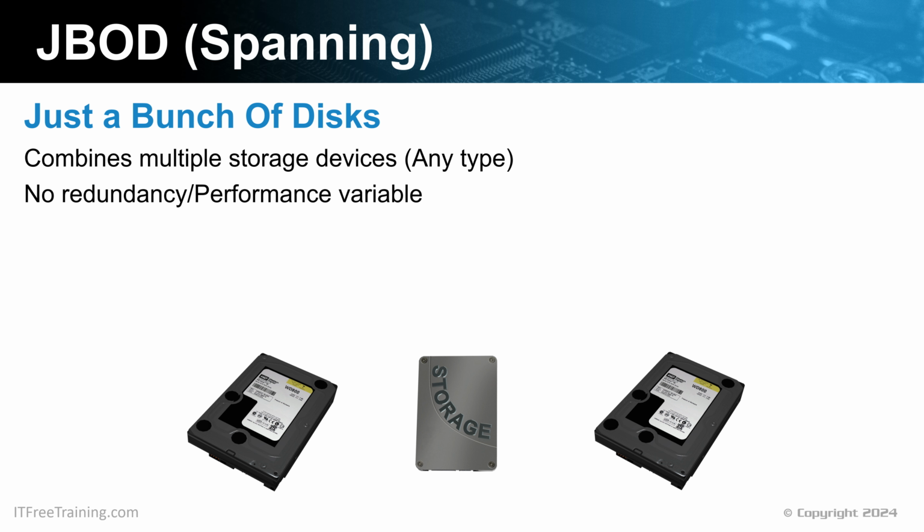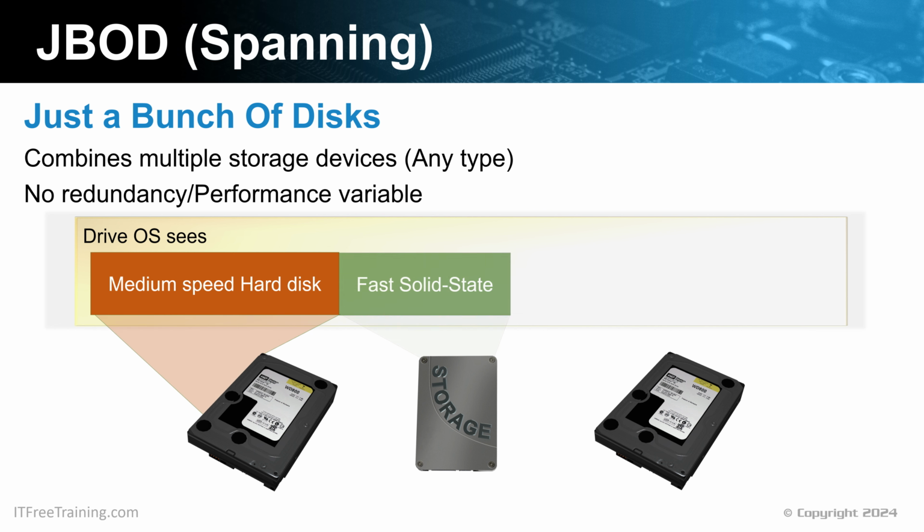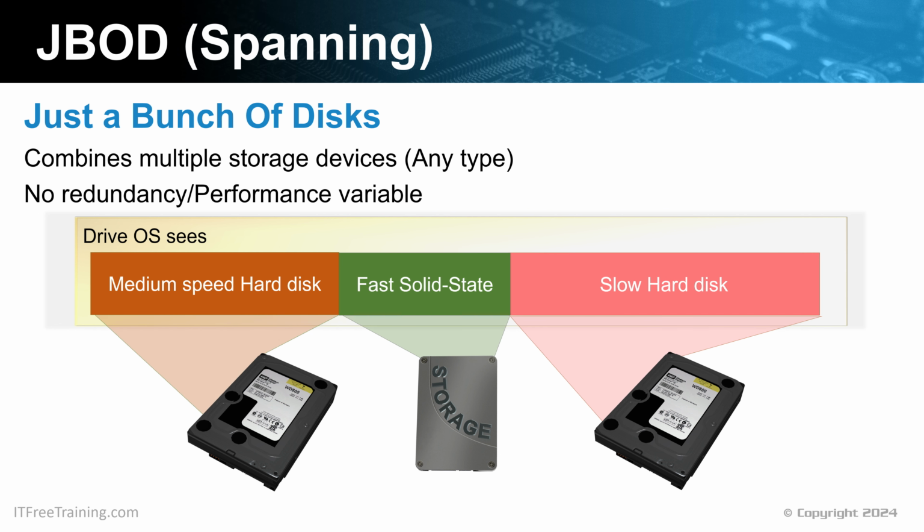Keep in mind, since it has no redundancy, you should not be putting data on it that you can't afford to lose. JBOD essentially combines all the storage devices together into one, so the operating system only sees one storage device. It does this by simply combining the space together in linear order. It does not use striping as RAID does to spread the data out over the drives. The storage is simply presented in the same order as the storage devices. You can see why performance is variable.